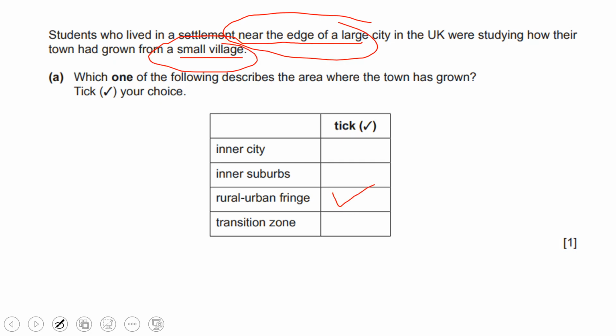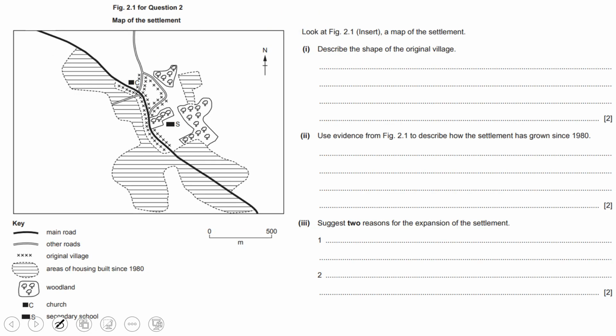is usually referred to as the rural urban fringe. Now, the next question here is they say we should look at figure 2.1 insert, which is a map of the settlement. So this is figure 2.1 insert here. This is the map of the settlement. So we are asked to describe the shape of the original settlement.